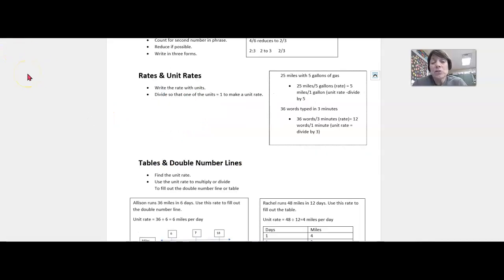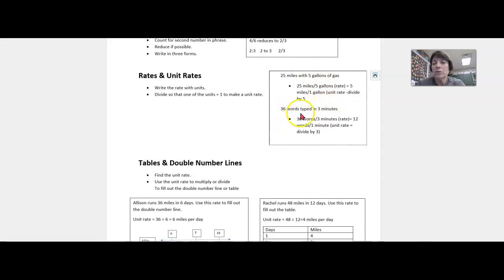Next, we studied some special kinds of ratios, which were rates. Rates have different units. So here's an example, 25 miles for 5 gallons of gas. We can write that as a fraction, remembering to use our units as we write that. So 25 miles for 5 gallons of gas is a rate. Then we can change that into a unit rate by dividing them so that one of them is equal to 1. So in this case, we divided by 5 so that we would find out that it was 5 miles for 1 gallon. And that's our unit rate. Just divided both of those by 5.